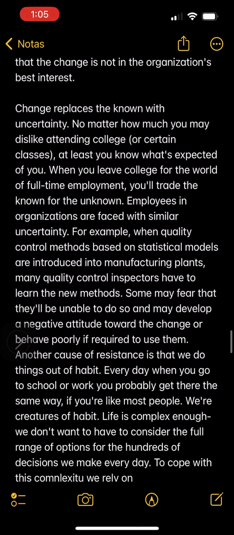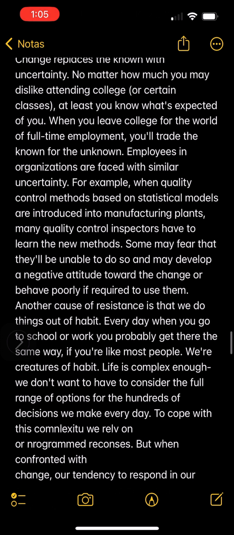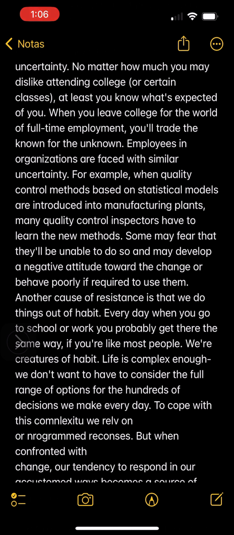No matter how much you may dislike attending college, or certain classes, at least you know what's expected of you. When you leave college for the world of full-time employment, you'll trade the known for the unknown. Employees in organizations are faced with similar uncertainty. For example, when quality control methods based on statistical models are introduced into manufacturing plants, many quality control inspectors have to learn the new methods. Some may fear that they will be unable to do so and may develop a negative attitude toward the change or behave poorly if required to use them.